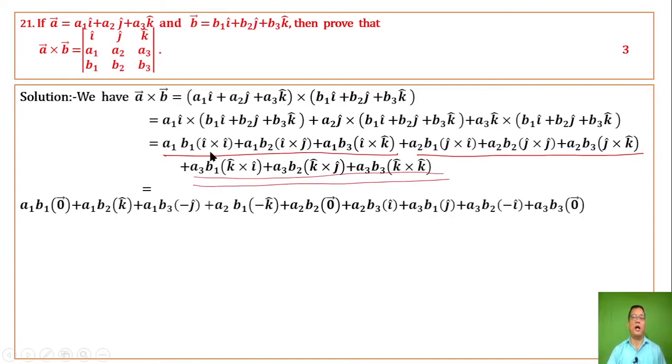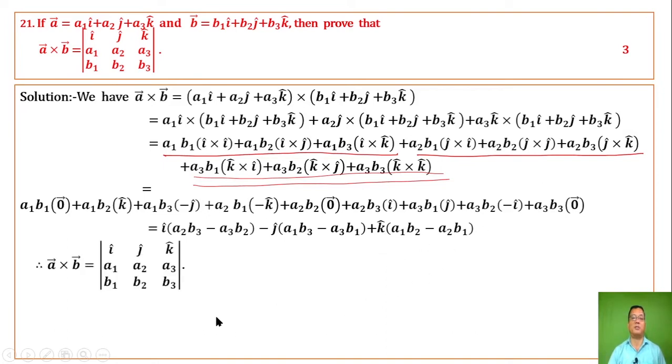We have learned that i cross i is 0 vector, i cross j is k vector, i cross k is minus j, j cross i is minus k, j cross j is 0 vector, j cross k is i cap, k cross i is j, k cross j is minus i, k cross k is 0 vector. So the i cap vector terms, the minus j cap vector terms, and the k cap vector terms come out like this.